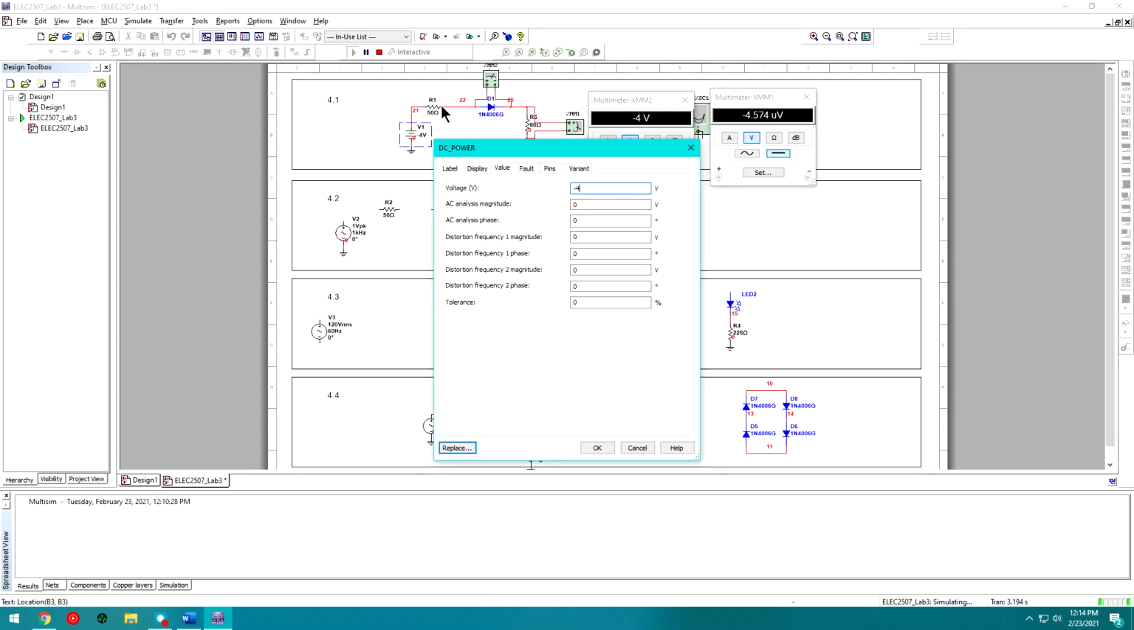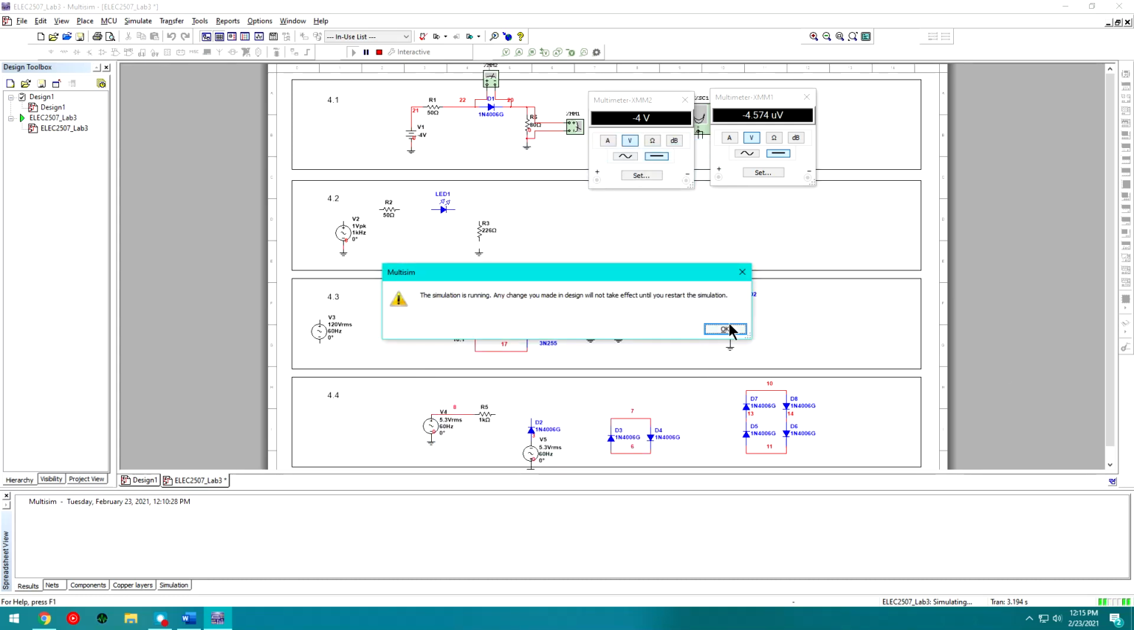That makes sense because the positive terminal of the diode is here, the negative terminal is here, right? And we're applying a negative voltage. So if this negative voltage goes to this positive terminal, this diode will never turn on. So keep going, negative 3.